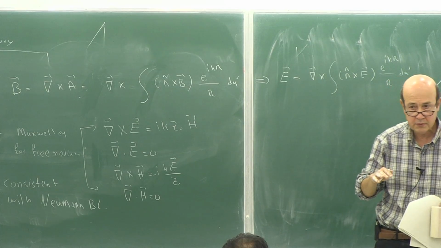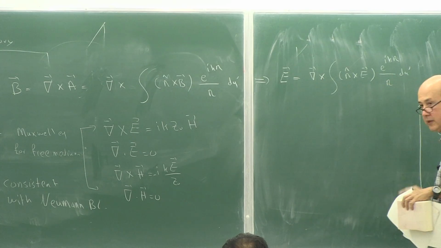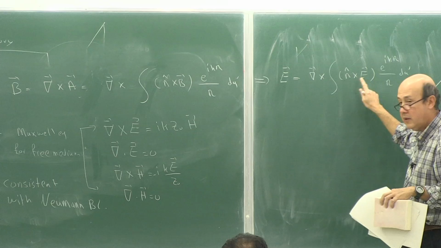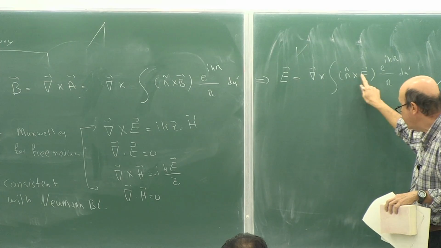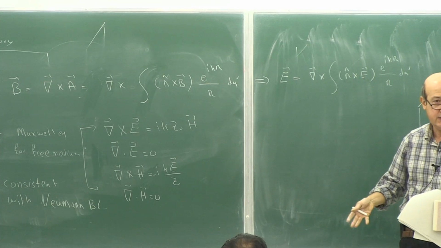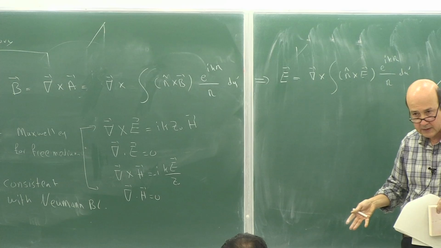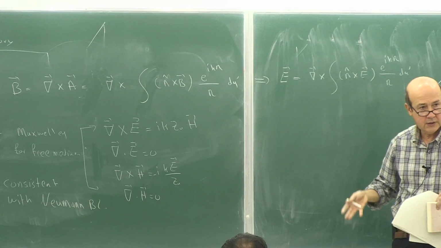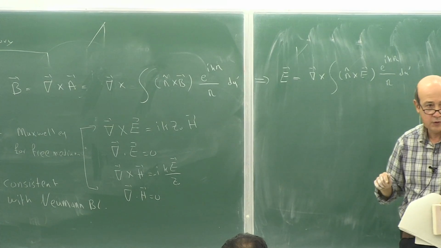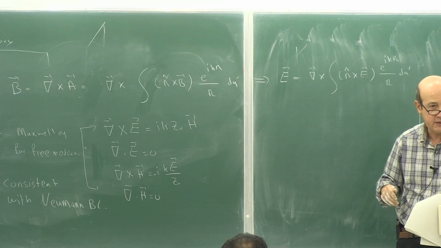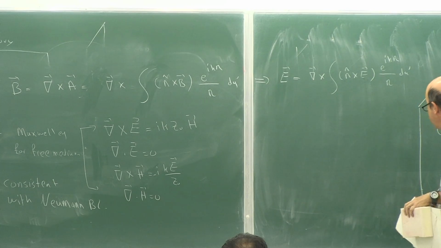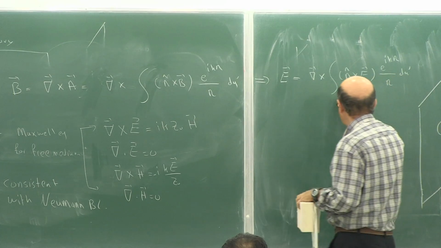What are the Kirchhoff rules? Everything should vanish at the surface. Can this vanish at the surface? Yes, because n cross E is the tangential electric field to the surface. So from the boundary conditions for the perfect conductor, the tangential component of the electric field has to vanish. Okay?